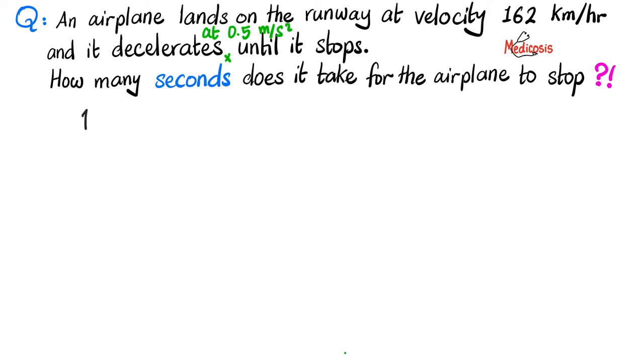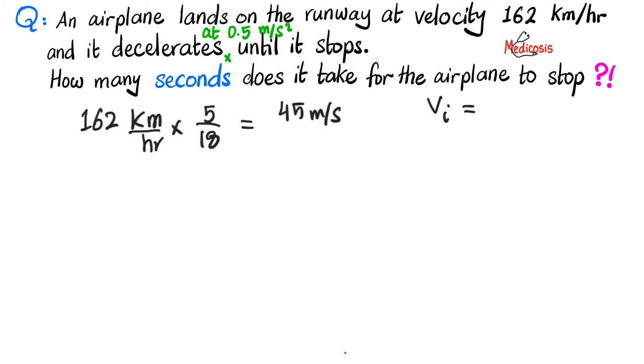And how do you do this? Well, if you don't have time, you just multiply by 5 over 18. So here's kilometers per hour. You multiply this by 5 over 18. And you will get 45 meters per second. What is that? This is the velocity. Is this initial velocity or final velocity? Well, eventually I'll stop. So v final is 0. V initial is this nonsense. So let's write this down. V initial equals 45 meters per second and v final is nothing.